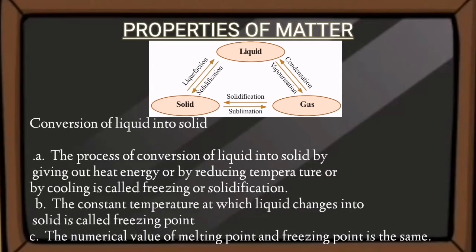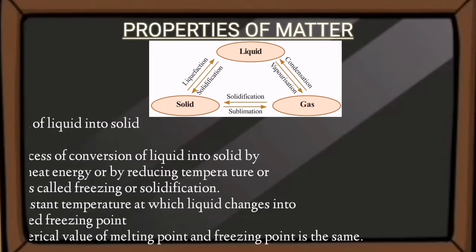Conversion of liquid into solid. The process of conversion of liquid into solid by giving out heat energy or by reducing temperature or by cooling is called freezing or solidification. The constant temperature at which liquid changes into solid is called freezing point. The numerical value of melting point and freezing point is the same.